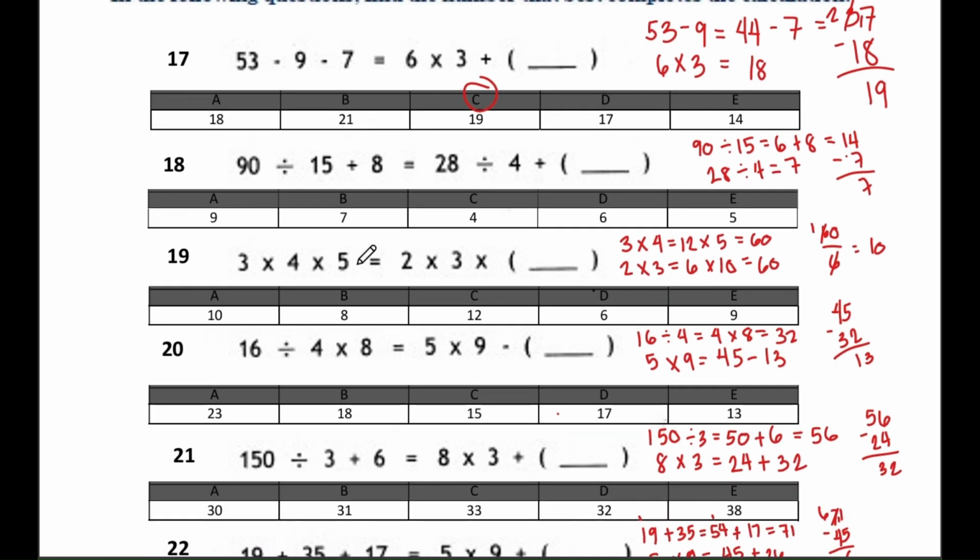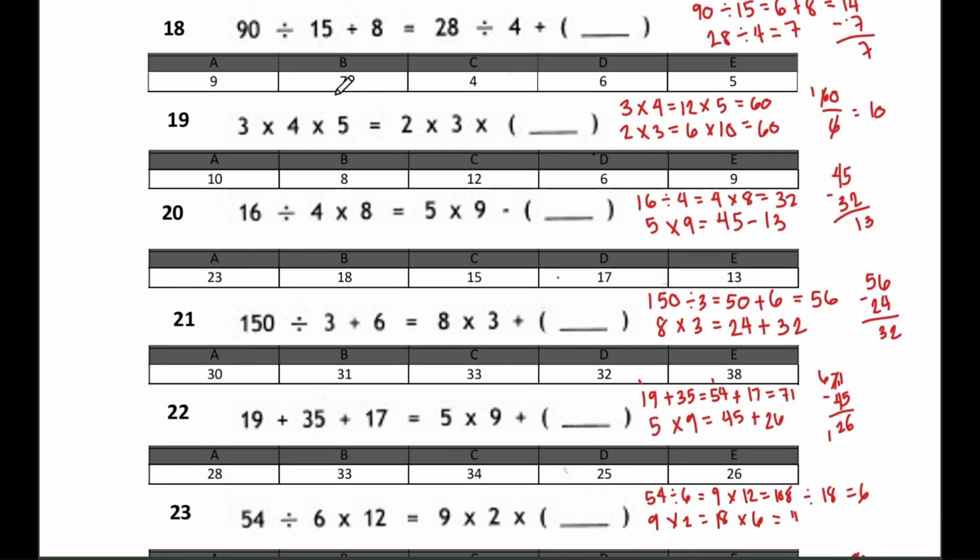Let's solve this step by step. First, we subtract 53 minus 9, which equals 44. Then, we subtract 7 from 44, which gives us 37. Now, on the other side of the equal sign, we have 6 times 3, which equals 18. To find the missing number, we need to figure out what we need to add to 18 to reach 37, and that number is 19. So the missing number is 19.